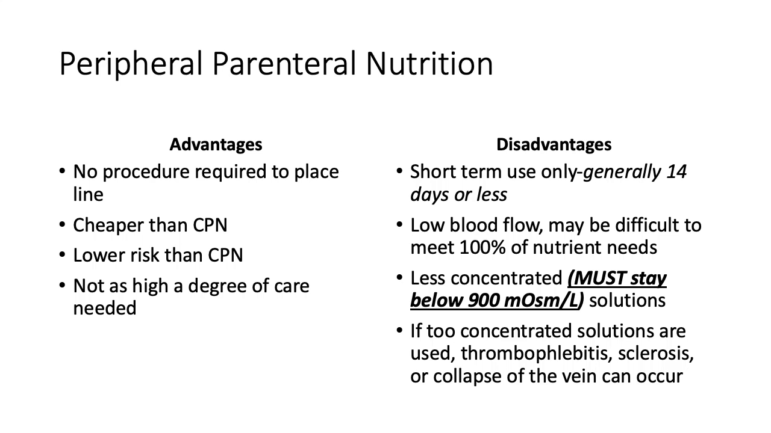And if solutions that are too concentrated are used, you'll end up with complications such as thrombophlebitis, sclerosis, or collapse of the vein can occur. Really, the two main reasons to not use PPN is when it's required for longer than the line can stay in the patient, and that would require replacing the line. And then it's very difficult or impossible to provide adequate nutrients because, if you remember, like I said earlier, you need a larger volume to keep below that 900 milliosmole limit to get all your nutrients in.